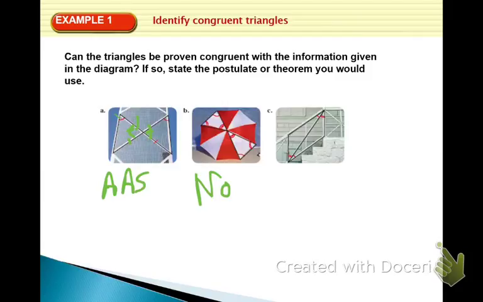What about the last one? What do we have on the last one? Yes. Angle, side, angle. Yes, because we have the shared side in the middle. So we have the angle, side, angle congruence.